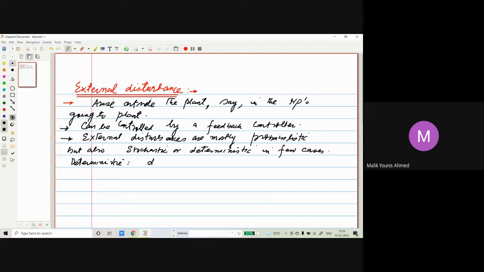For such a disturbance, there can be initial values which are variables, and those variables can be described exactly in analytical form.